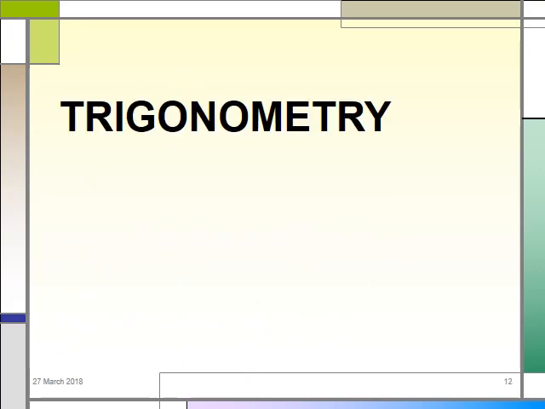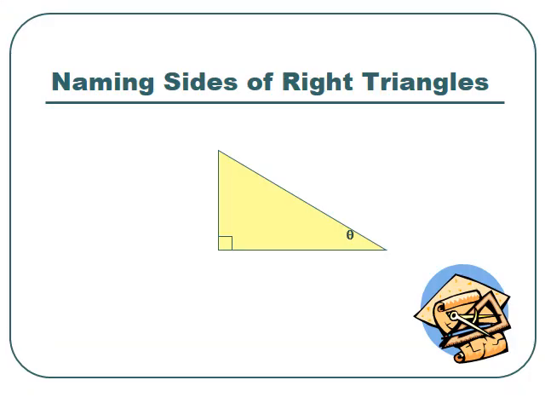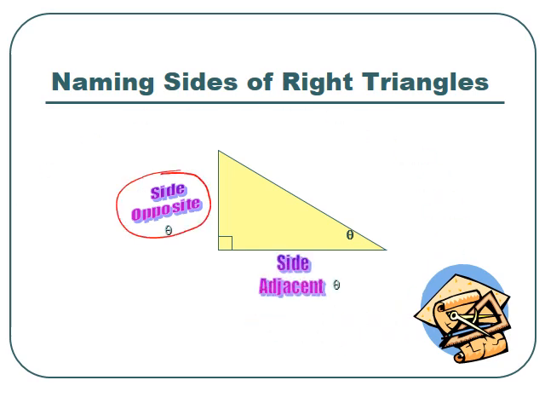Now trigonometry. Naming sides of a right triangle. The opposite side to angle theta is this side. The adjacent side is this, and the hypotenuse is this side.